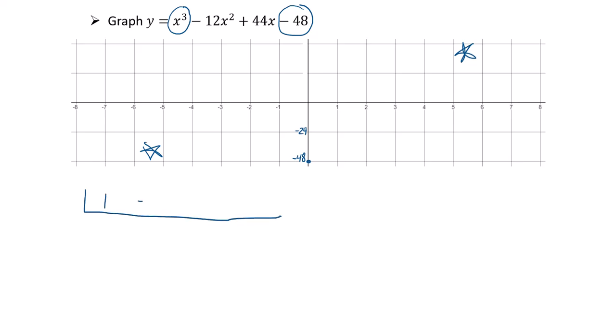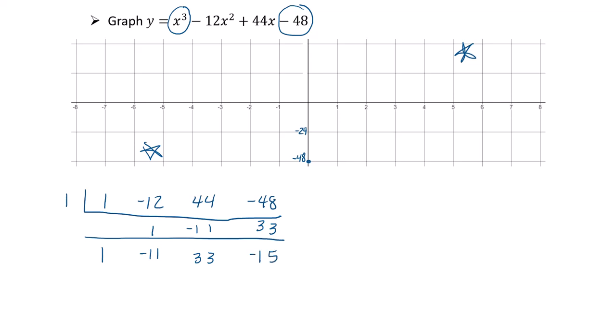Let's go ahead and start here. Let's say I have my polynomial in here. There aren't any missing terms. Be careful of that. I'm going to start with a possible rational 0 of 1. Let's see what happens. 1 times 1 is 1. Minus 12 is negative 11. Negative 11 times 1 is negative 11. Plus 44 is 33. 33 times 1 is 33. Minus 48 is negative 15. That didn't work. So let's go ahead and try the next possible rational 0. I'm going to try 2.